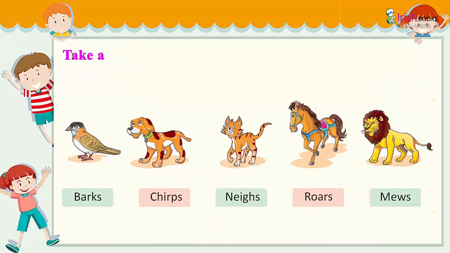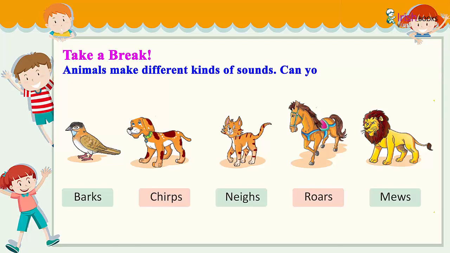Take a break. Animals make different kinds of sounds. Can you match the animals to the sounds that they make? Barks, chirps, neighs, roars, mews.